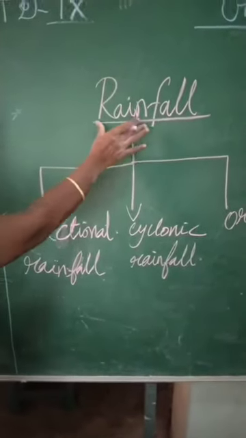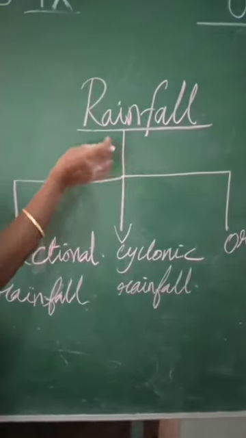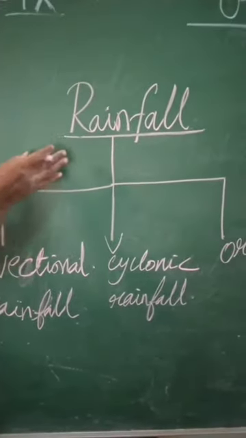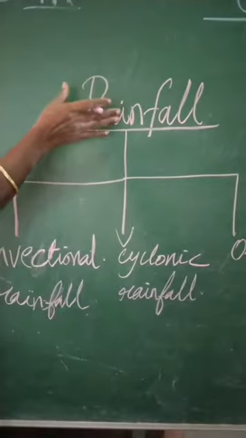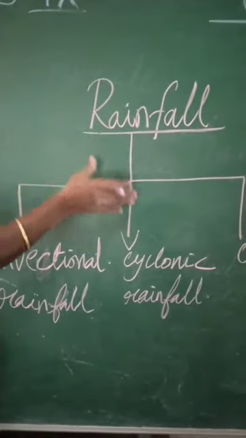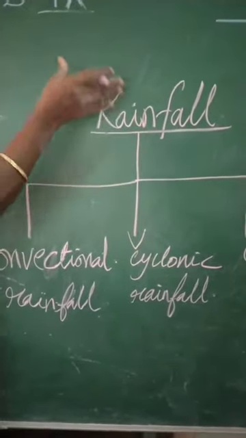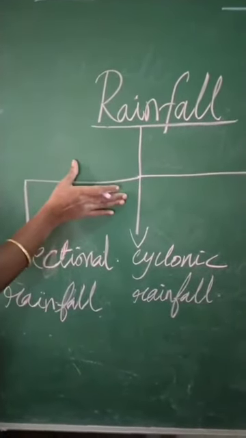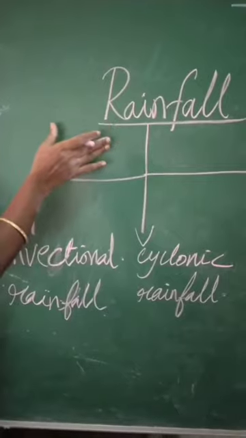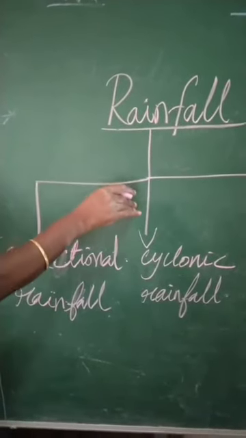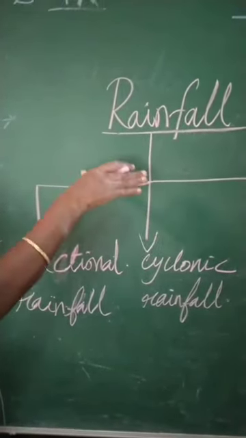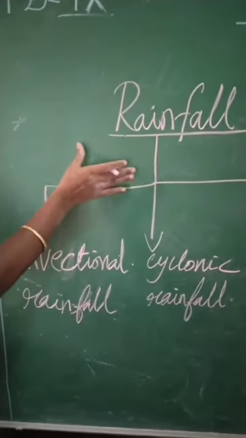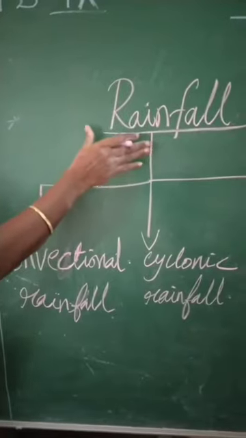Students, now we are going to learn rainfall. Rain is liquid water in the form of droplets that have condensed from atmospheric water vapor and then become heavy enough to fall under gravity. Rain is a major component of the water cycle and is responsible for depositing most of the fresh water on the earth. It is the source of water for all purposes.